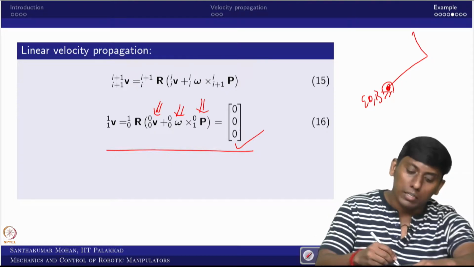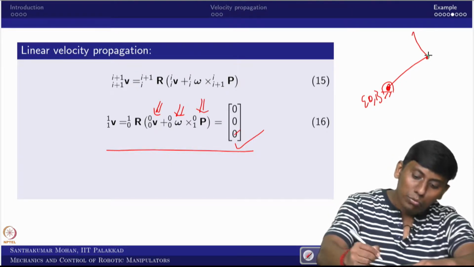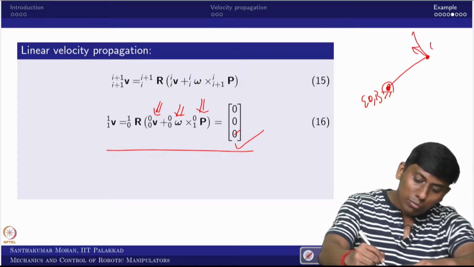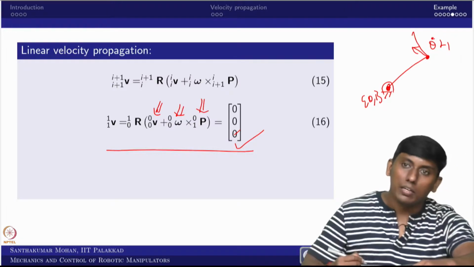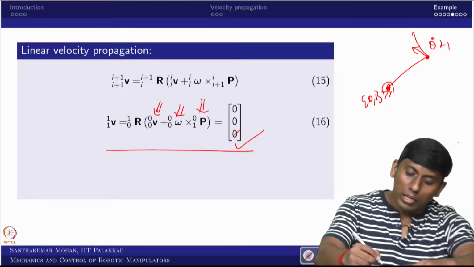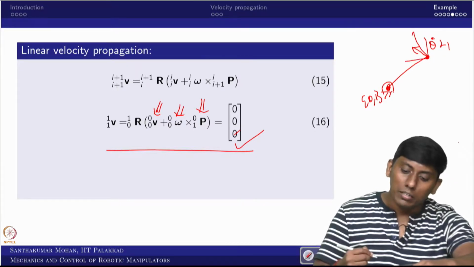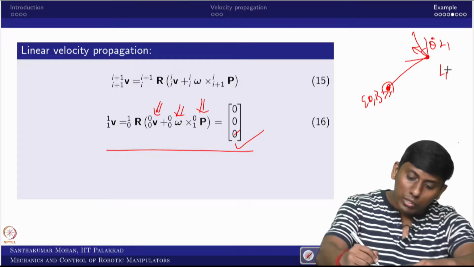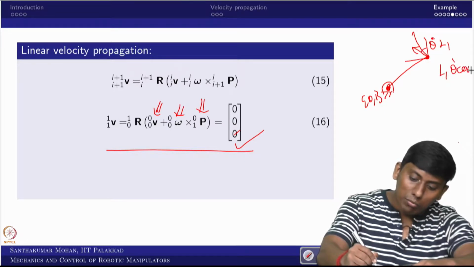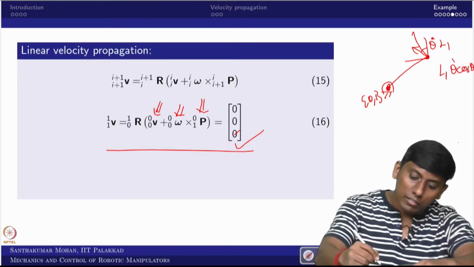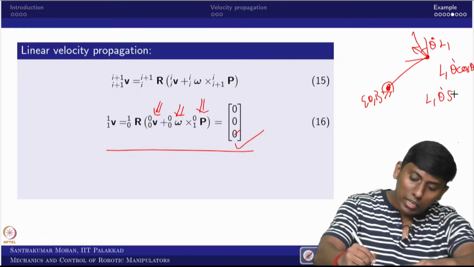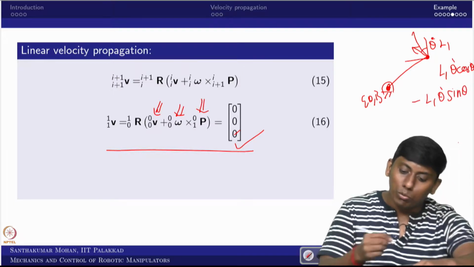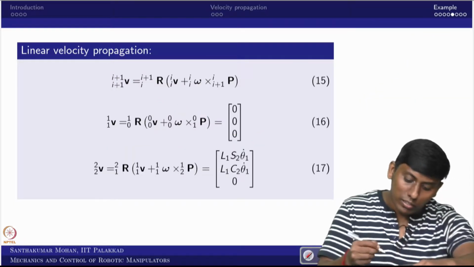That is what is proven here, right. When you come here, what would be the linear velocity you can expect? The linear velocity would be the tangential, that would be theta dot L1, right. If you decompose it into two axes, L1 theta dot cos theta would be the y axis, and L1 theta dot sin theta, with a minus, would be the x axis. That we can cross check, okay.